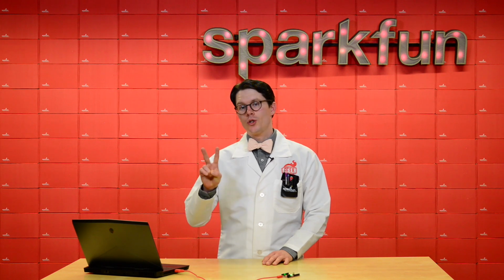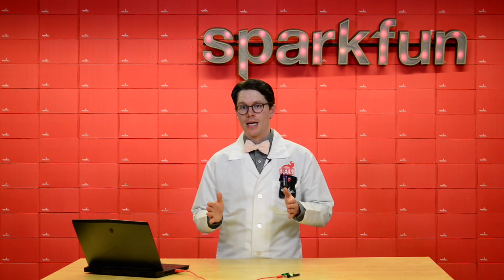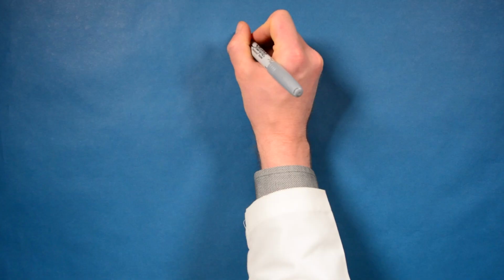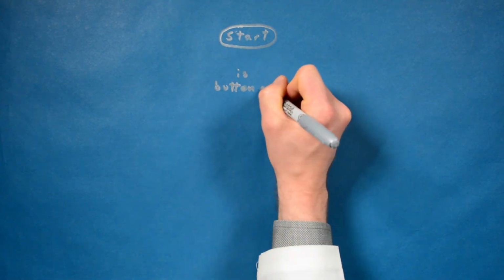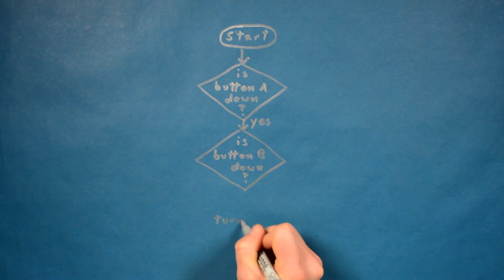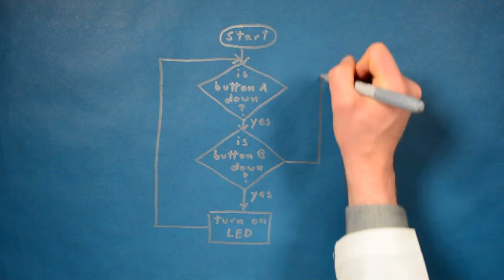What happens when you need two things to be true at the same time in order to run some piece of code? Let's take a look at a trivial example. For whatever reason, let's assume that we need to press two buttons at the same time in order to turn on a light. We could create nested if statements with one inside the other.